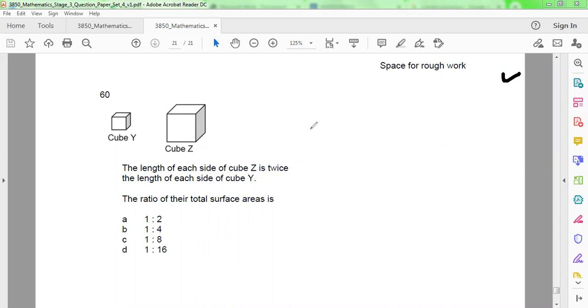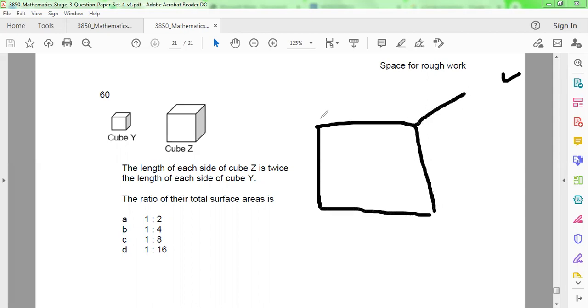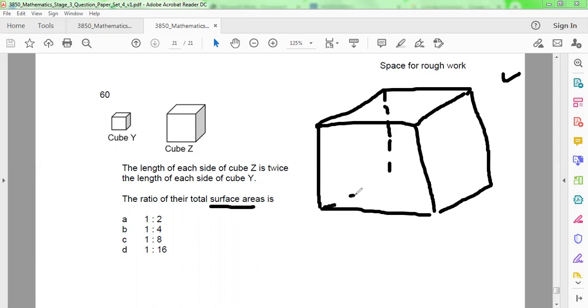So let me just draw a cube. Let us say this is our cube. They're talking about surface area, so let me just draw these imaginary lines so you can actually see through the entire diagram. A cube is like a square, all sides are equal. Each face of this cube is a square.